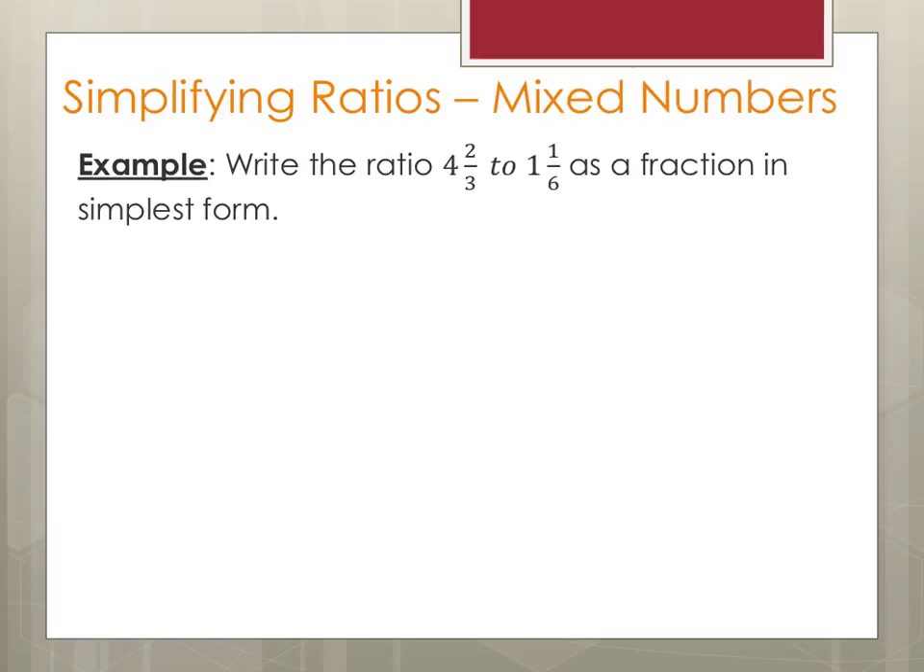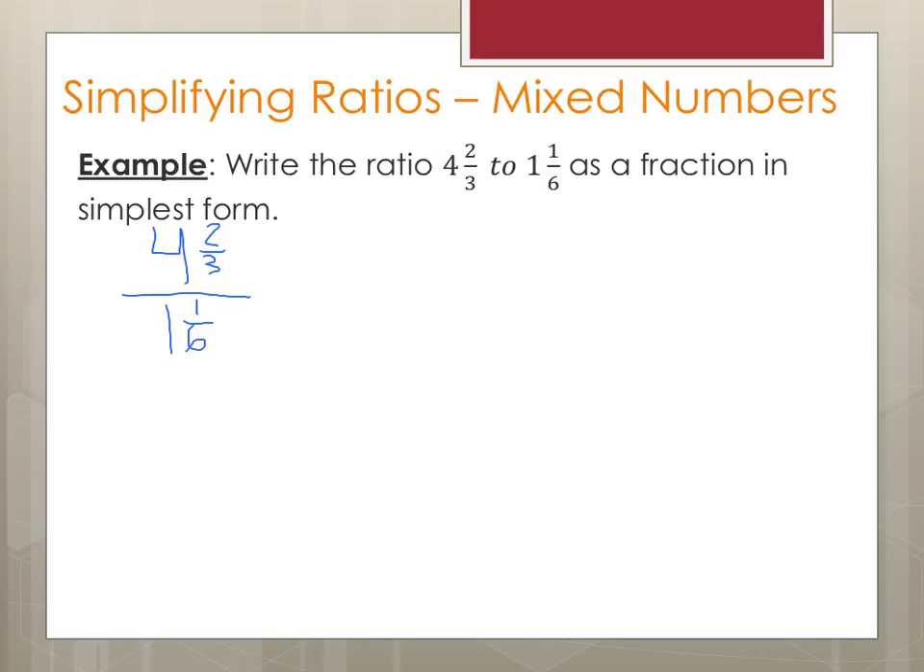Now let's look at something a little bit more complex. We're going to work at simplifying ratios of mixed numbers. So here we have the ratio of 4 2/3 to 1 1/6, and we're going to write this as a fraction in simplest form. So let's start by writing this. This is going to look a little weird at first. It's 4 2/3 over 1 1/6. Again, a ratio in simplest terms is going to be a whole number on the top and a whole number on the bottom. So we're going to have to do some work to get to that place.